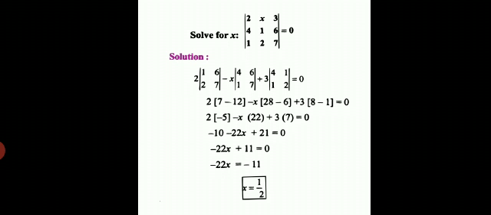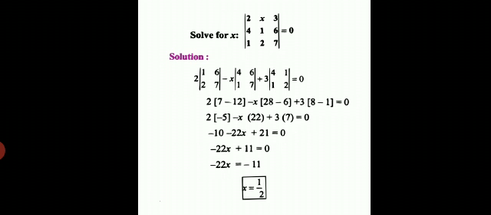Now expand the determinant in the next step. That is 2 into 1 into 7 is 7, minus 6 2s are 12, minus x into 4 7s are 28, minus 6, plus 3 into 4 2s are 8, minus 1, which is equals to 0. Now simplify this. 2 into 7 minus 12 is minus 5, minus x into 28 minus 6 is 22, plus 3 into 8 minus 1 is 7, which is equals to 0.